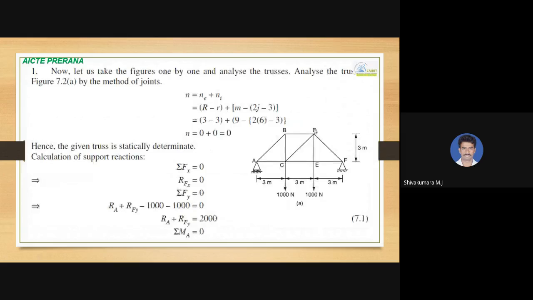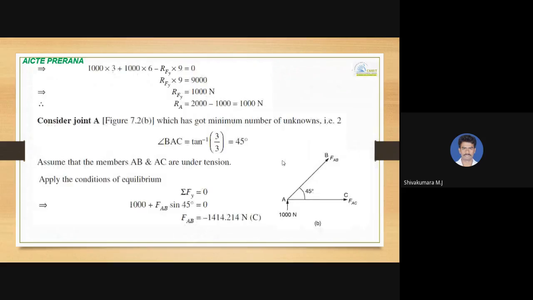First, let us consider joint A. At joint A, two members are there and one support reaction: member AB and member AC. Initially let us consider that these two members are subjected to axial tension force. Based on the sign convention, we can later find out whether it is tension or compression. Tension force we normally show with an arrow away from the joint. So this is joint A, 1000 Newton force acting upwards, already determined. And FAC away from the joint and FAB away from the joint. And this angle is 45 degrees.